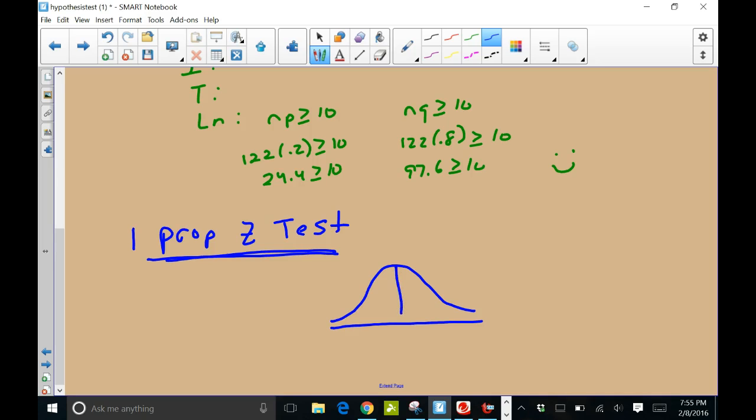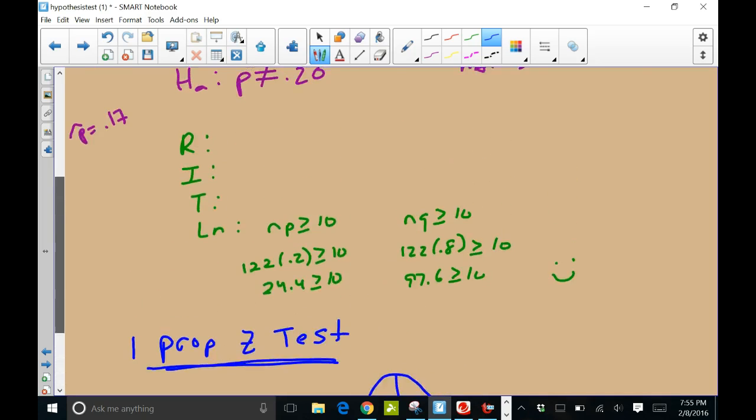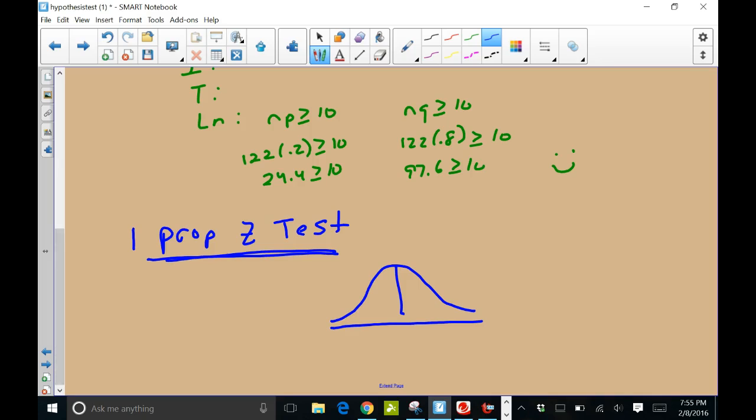The true value they claim is 0.20. We now know the standard deviation has to be the square root of PQ over N. Again, we're assuming the null is true, so we're using that value and not the p hat. That's pretty huge. And we got a p hat of 0.17.